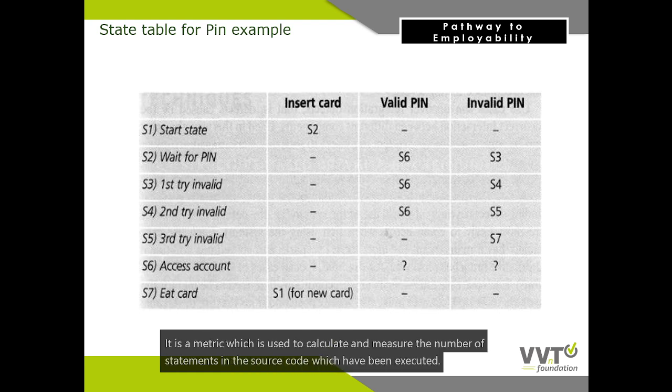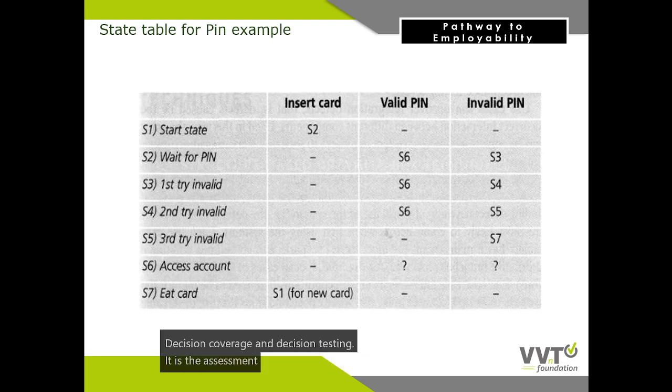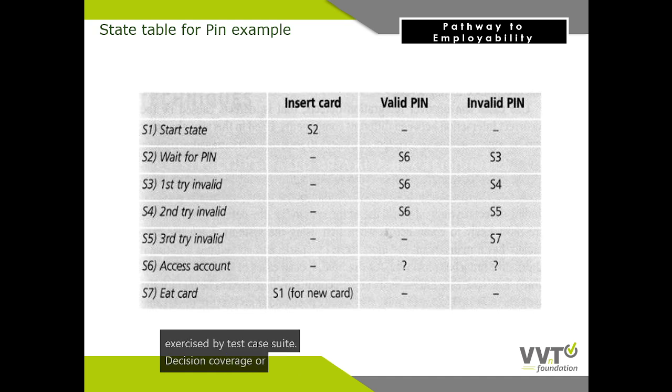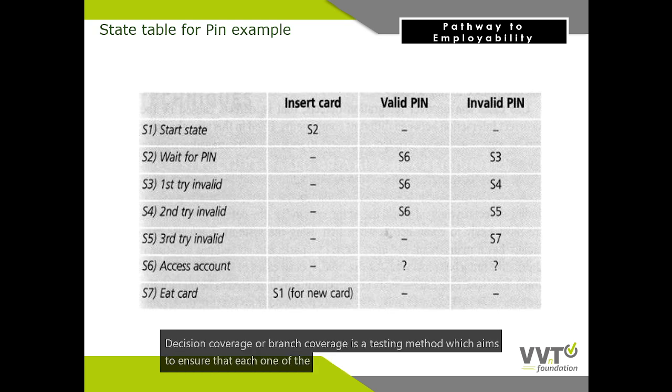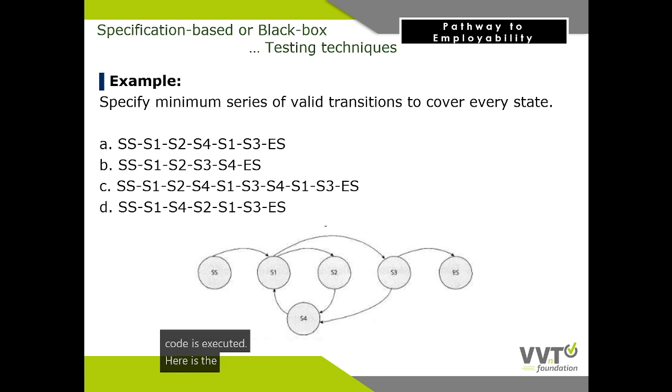Decision coverage and decision testing. It is the assessment of percentage of decision outcomes that have been exercised by test case suite. Decision coverage or branch coverage is a testing method, which aims to ensure that each one of the possible branch from each decision point is executed at least once, and thereby ensuring that all reachable code is executed. Here is another example of structural-based or white box testing techniques.